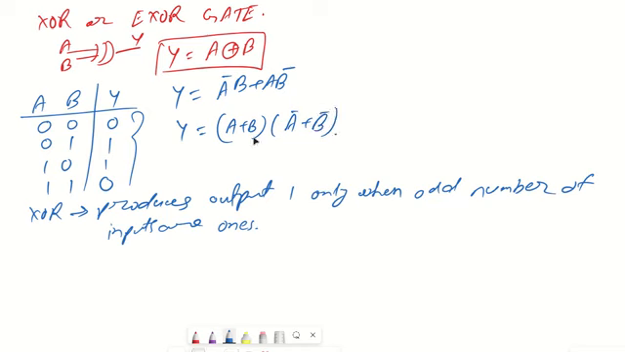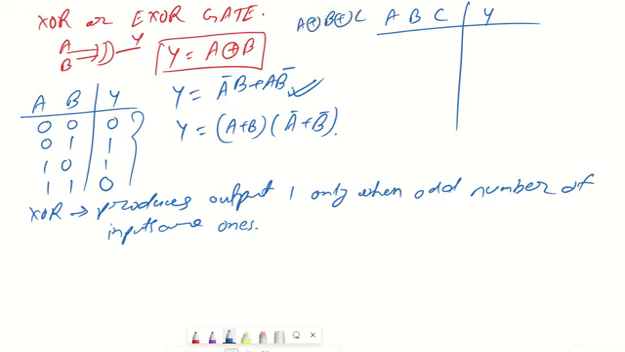So this is another expression for the XOR gate. The most commonly used expression is A bar B plus A B bar. Now, can you quickly tell me, if there are three inputs A, B, C, what would be my output for the XOR gate? Basically A XOR B XOR C. Let us see what the different options of the input are.